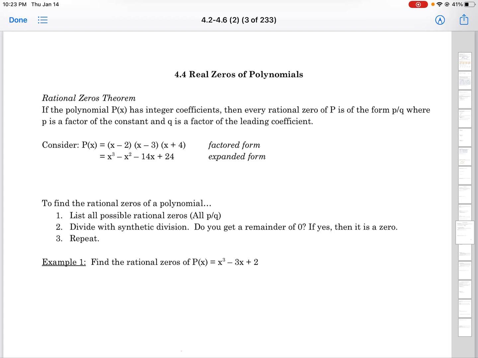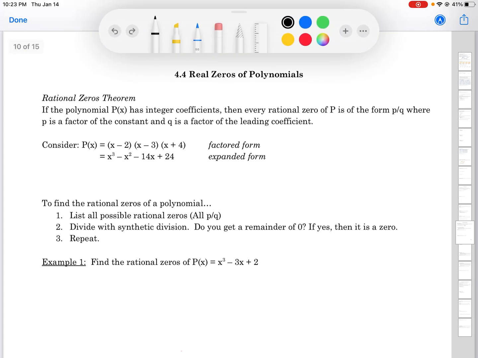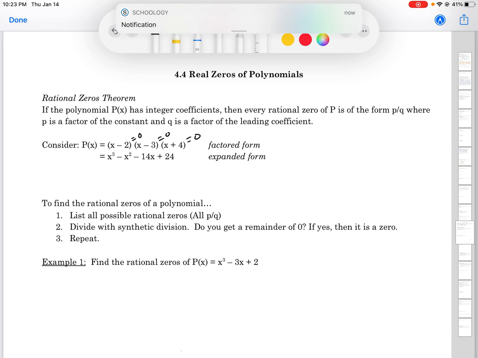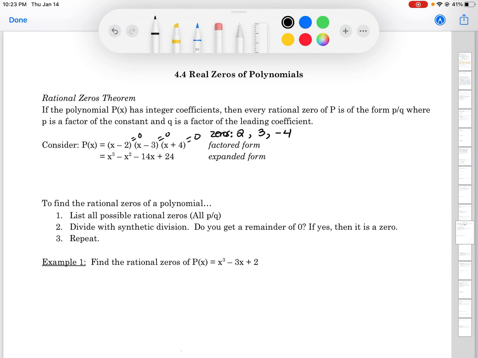So here we have the polynomial in its factored and expanded form. We see in its factored form very easily what our zeros are. If we set each of these equal to 0, we're going to get zeros of 2, 3, and -4, or x-intercepts, interchangeable words. What we can do is compare that to the rational zeros theorem. So the rational zeros theorem is saying that our p's are going to be the factors of our constant, and our q's are going to be the factors of the leading coefficient, which is 1 in this case.